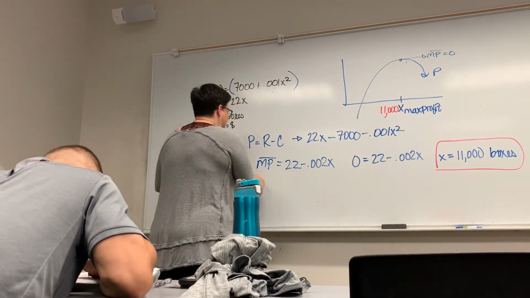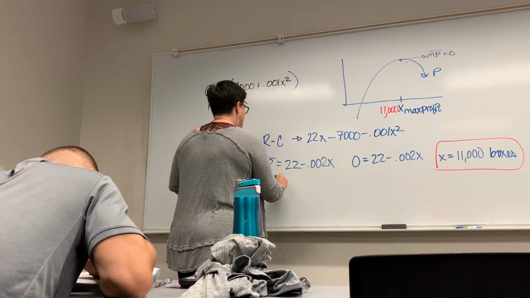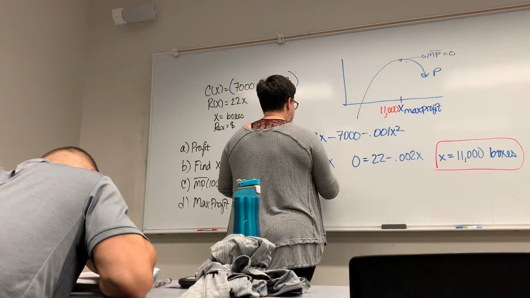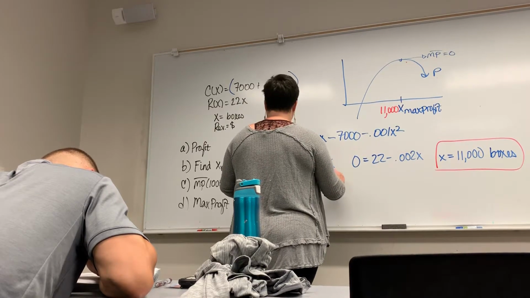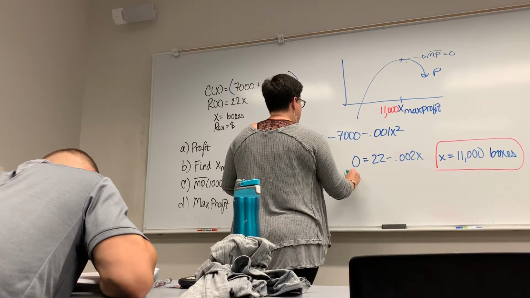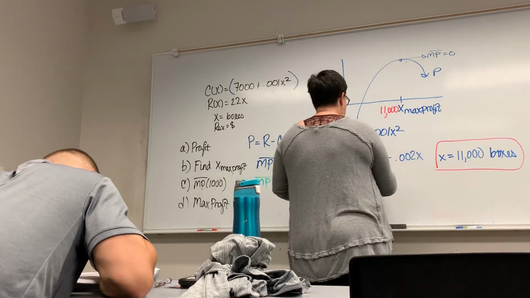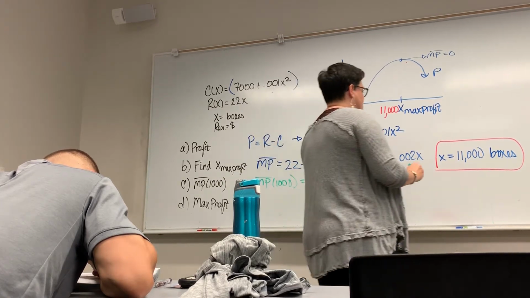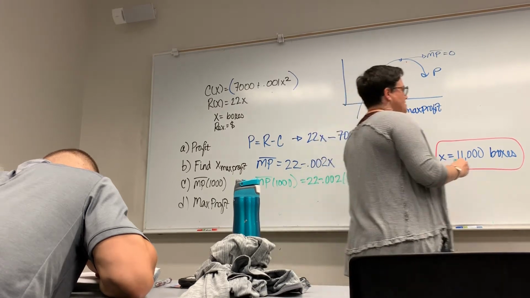So marginal profit of 1,000 is 22 minus 0.002 times 1,000, which is 2. 22 minus 2 is 20. Marginal profit is in dollars. So what does this mean?